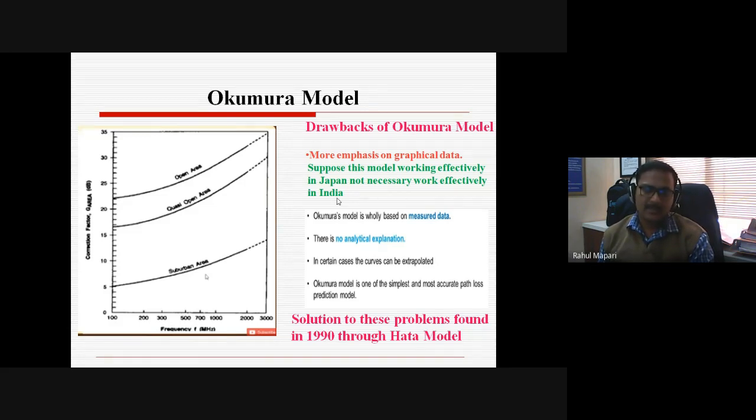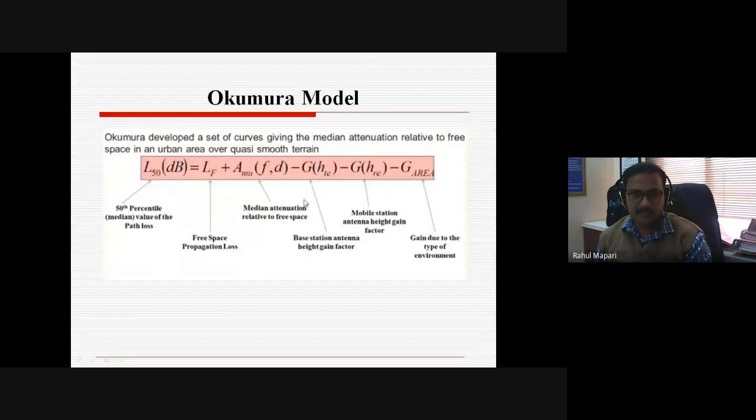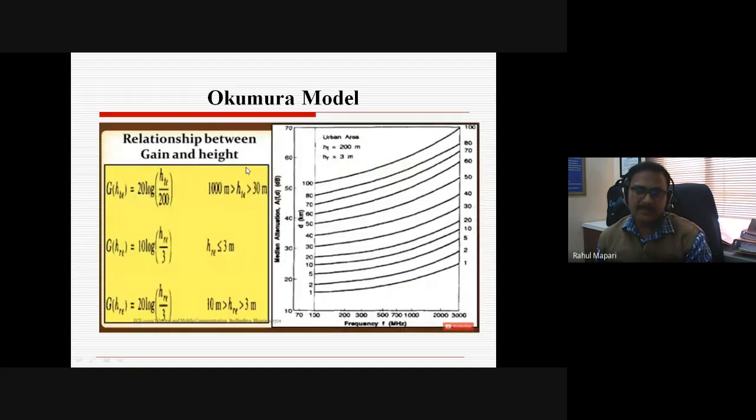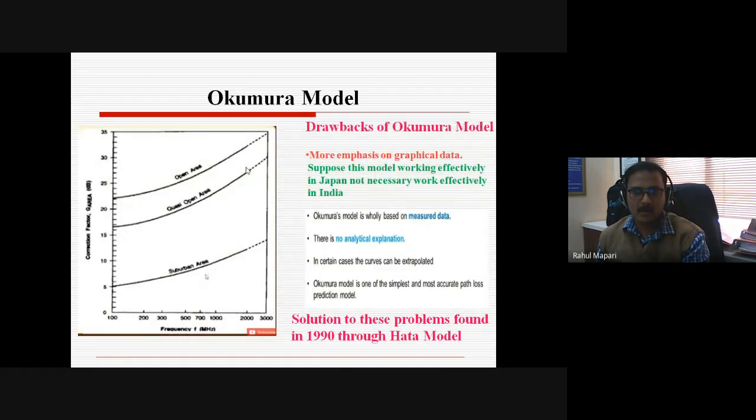If the mu of f of d value is not there, then we cannot find the path loss, isn't it? If this value is not given, then we cannot calculate the path loss. And this value is calculated by using this graph only. If this graph is not there, then we cannot calculate the value. That's why this is the drawback of the Okumura model, that it mostly depends upon the graphical data.